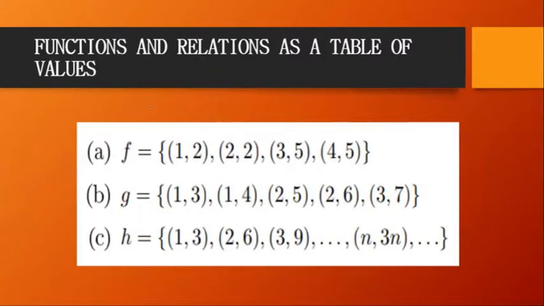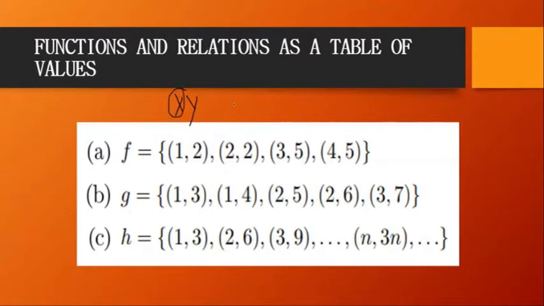Okay, so this is the second model, but this is the easiest among the 5. Functions and relations as a table of values. Dito naman, ito yung tinatawag nating ordered pairs. We have the coordinates x and y. Okay? And dito, ang palatandaan lang natin, hindi dapat nauulit yung value ng x.